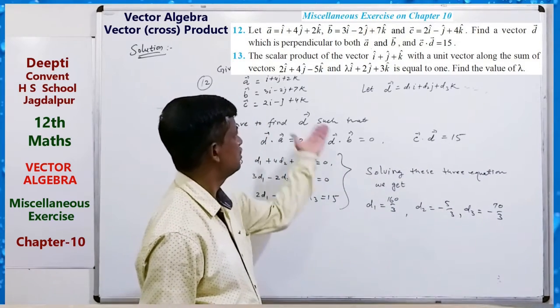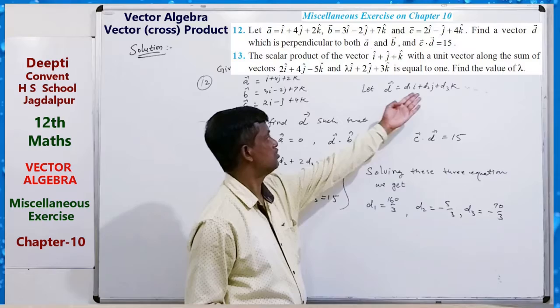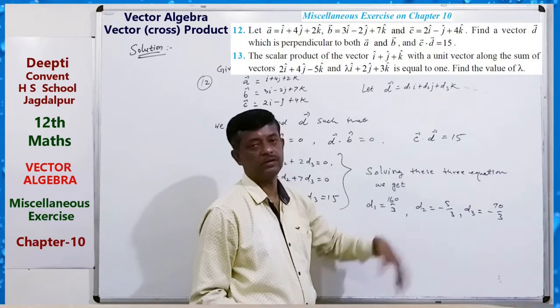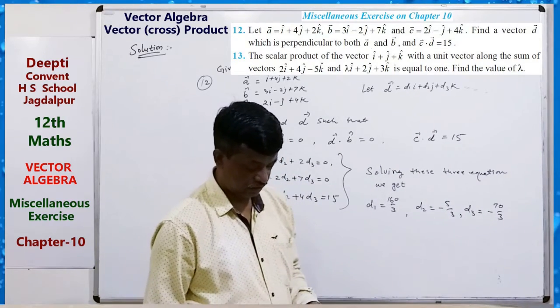Clear? So the vector is given. Find D equals to this, D1, D2, D3. Just put the values here. That is the answer. Okay, now 13.